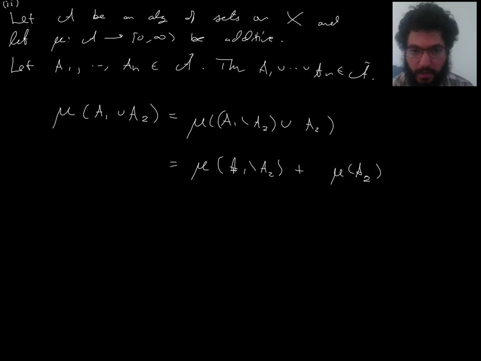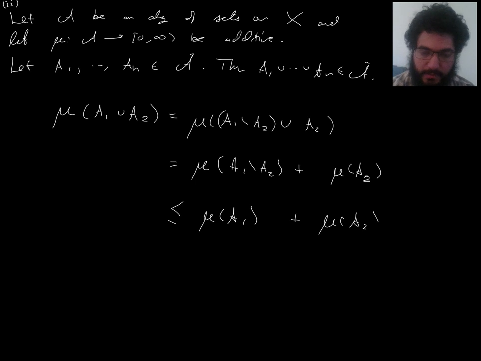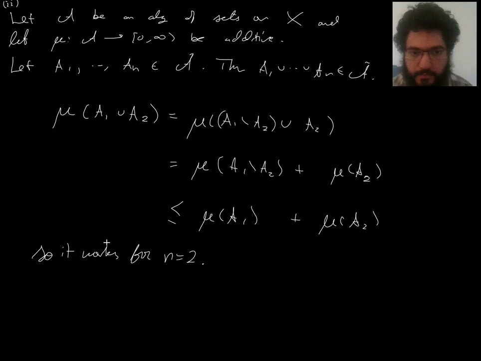And now from part one, since this is a subset of A1, this is my inequality that I proved in part one. And there's the two-set version of what I'm trying to prove. Right now I just need to extend this to n sets. So this all works for n equals 2.